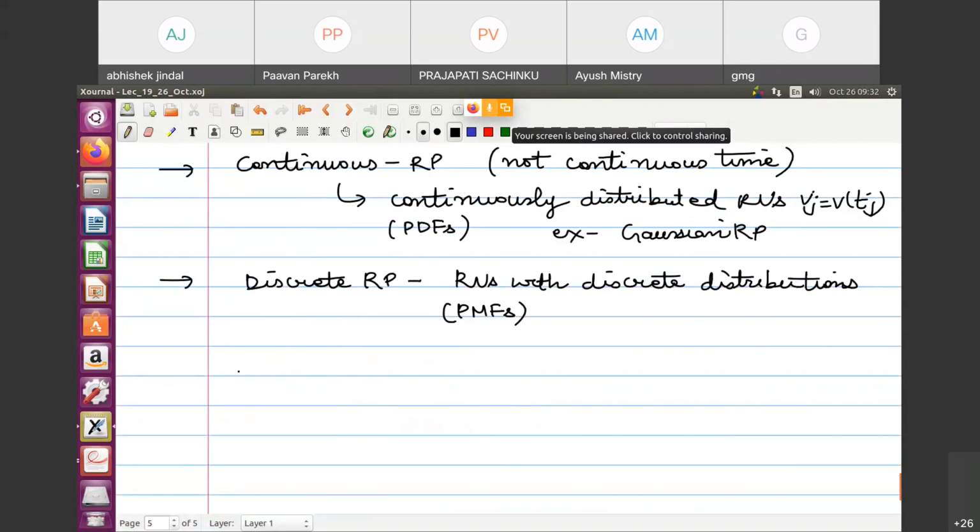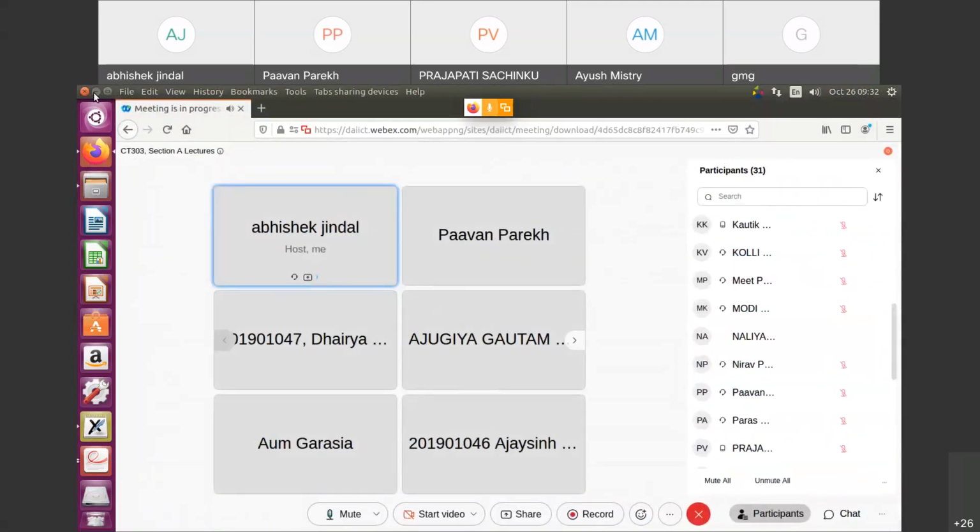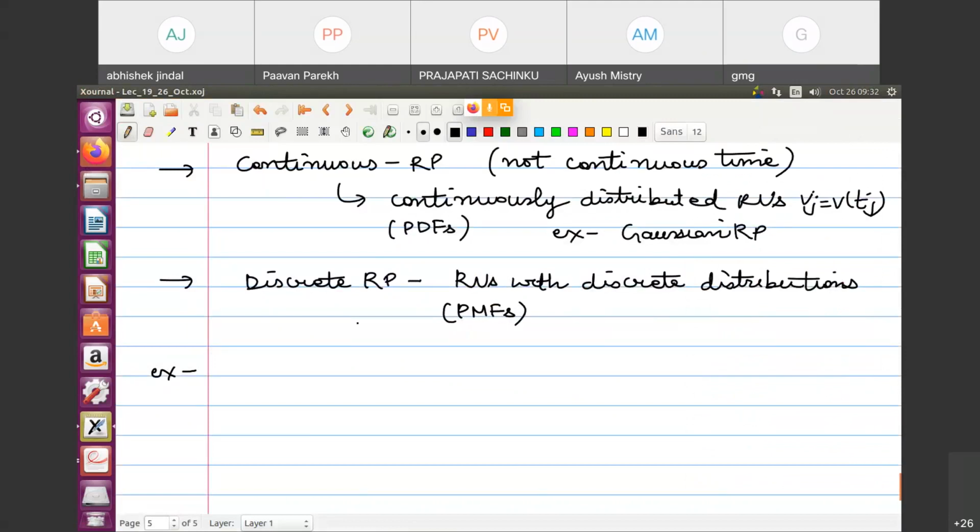So I want to do one example before I close the class for today. That example, I hope, should give you a feeling. Let x of t equal, suppose we take a simple function, a times sine of omega naught t plus theta. Let us see how a random process arises. Let it be a random process.